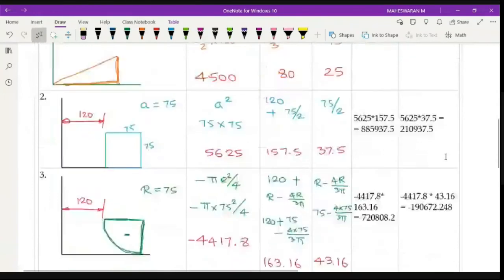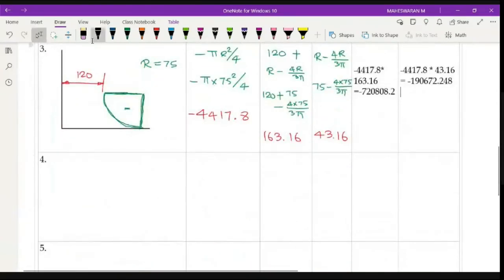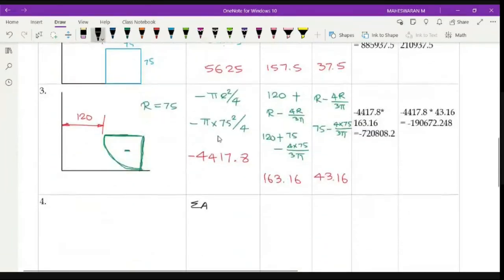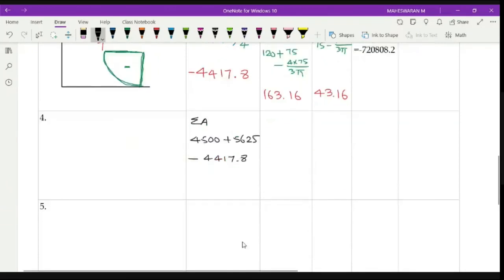Now I can add it. Let me say sigma A: 4500 plus 5625 minus 4417.8. What is the value of it? 9,707. Are you getting this? Yes, sir.